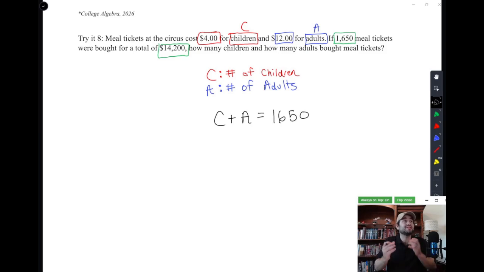And now I'm going to use the price and just associate the number of people that bought a ticket with the price and say if C children bought tickets and they were $4 a piece, that means C times 4 is the total price that children spent. And that means that 12 times A is the total cost of all the adults. Every adult spent $12, so if you had 6 adults, you'd multiply that by 12, and that's how much the adults spent. And if you combine those two numbers, you get the total cost for the whole night, which was $14,200. And now we've got a system of equations that we can solve.